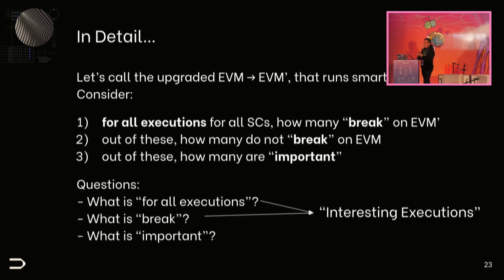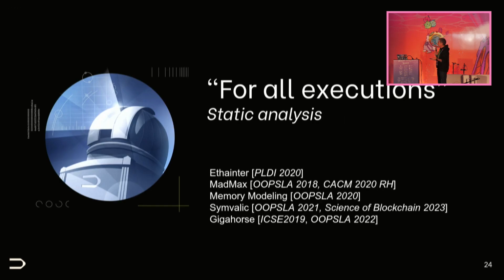So in detail, let's say what we do is ask ourselves, if I get an upgraded EVM, let's call it EVM Prime, it runs smart contracts, and we want to ask, for all executions over all smart contracts, how many will break that didn't used to break before, and how many are important? And our technology comes to answer different questions, such as what is, for all executions, what does it mean to break, and what does it mean to be important? So let's have an idea.